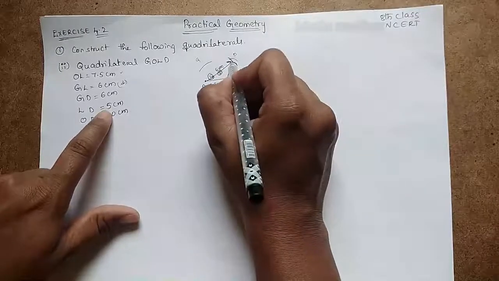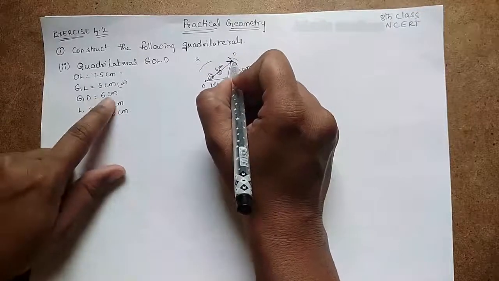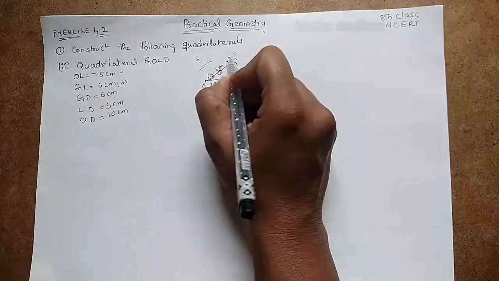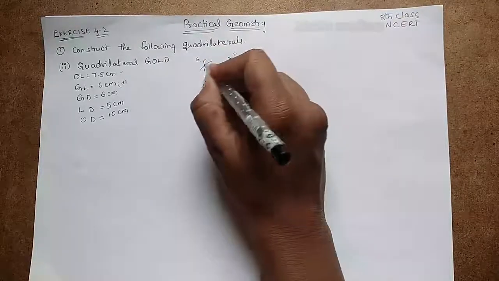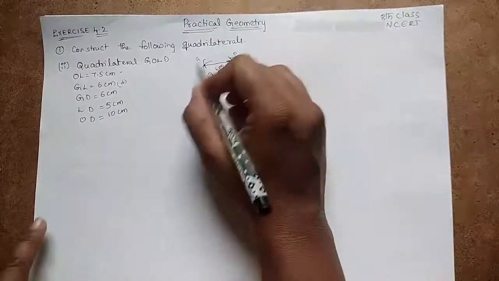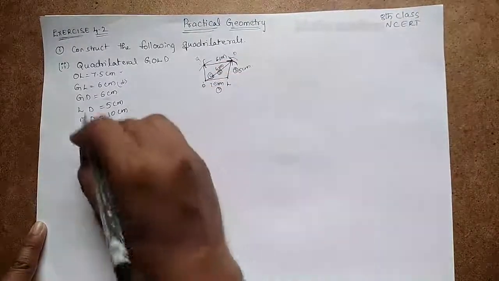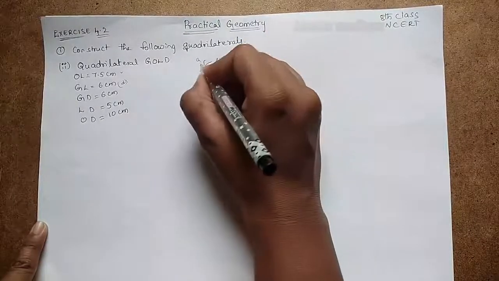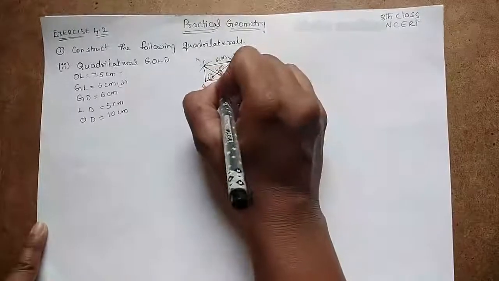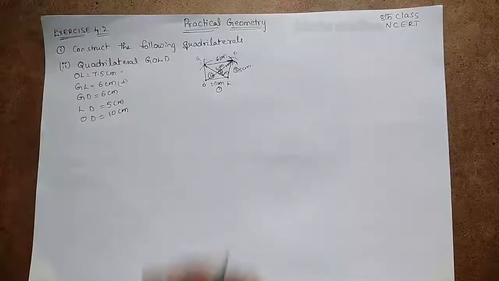Now we get D, so we have to find G also. GD is equal to 6 centimeters. From D we construct with 6 centimeters, make an arc, put a point, and join all points like a line. So this is the construction. GD is equal to 6 centimeters. OG we don't have. The other diagonal is LG equal to 6 centimeters and OD is equal to 10 centimeters. So this is the construction of quadrilateral GOLD by a rough sketch.